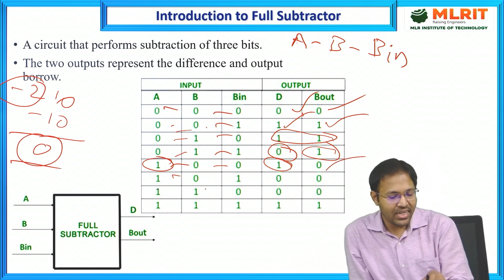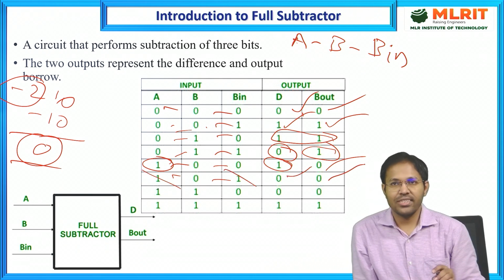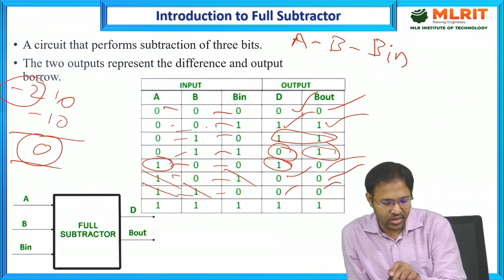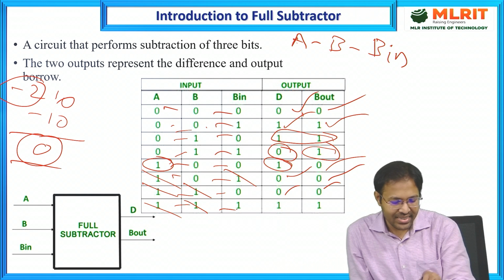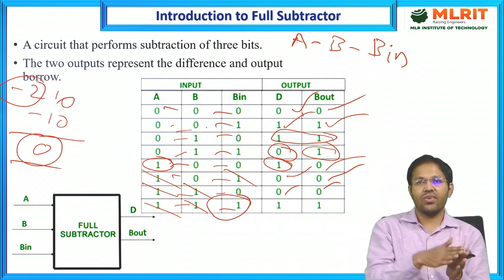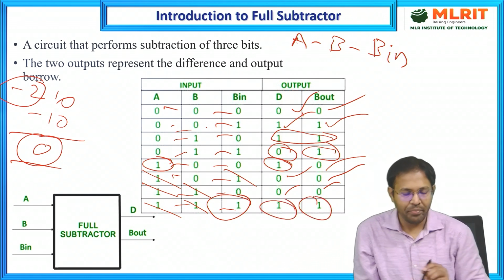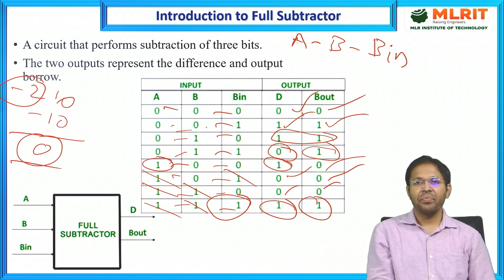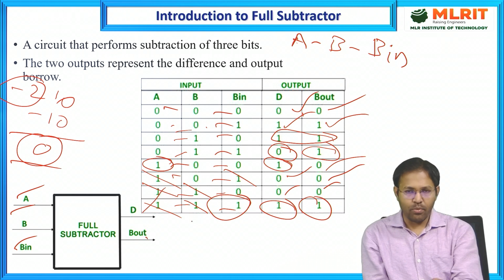Next, 1 minus 0 minus 1, the plus 1 and minus 1 will cancel. Both difference and borrow out are 0. Next case, 1 minus 1 minus 0. Again, this one will cancel, so we will get both zeros. Next case, 1 minus 1 minus 1. These two get cancelled, and from the previous case we have seen minus 1, you can represent it as difference 1 and borrow out 1. And in this manner, we are getting the truth table for a full subtractor when the 3 inputs are A, B, B in. Obviously, the outputs will be difference and borrow out.